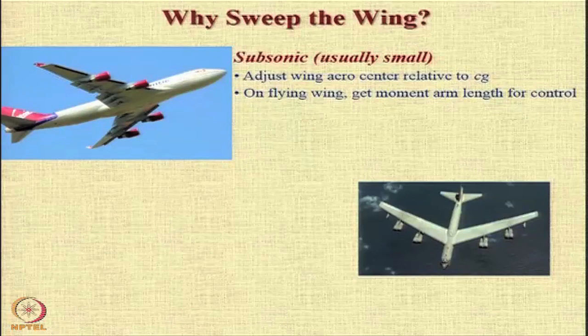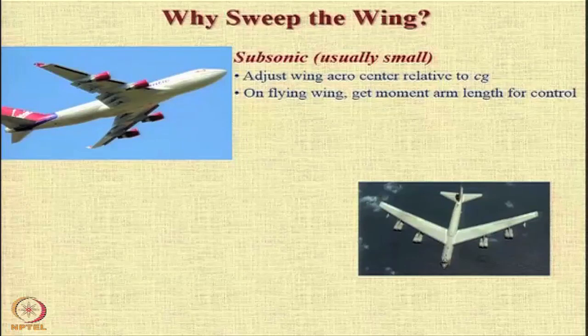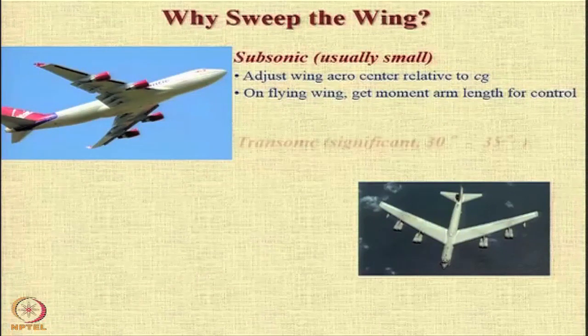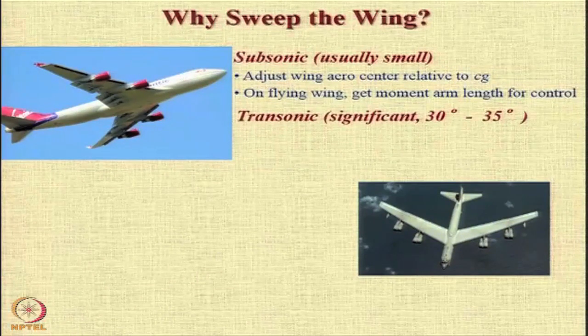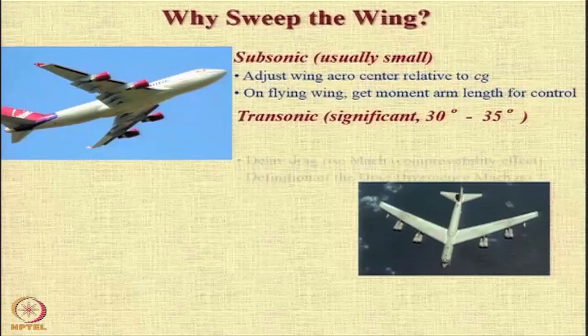On a flying wing, by providing sweep back, you get required moment arm for control purposes. Otherwise, the moment arm will be very small and then you will not have adequate control. In the transonic aircraft, we normally provide significant amount of sweep, typically 30 to 35 degrees is what we see.